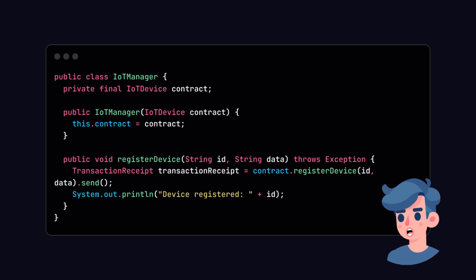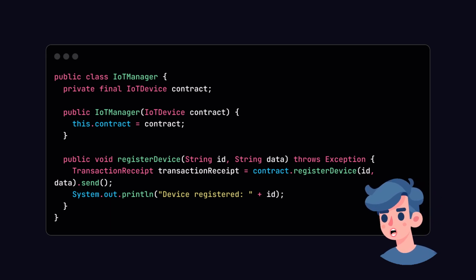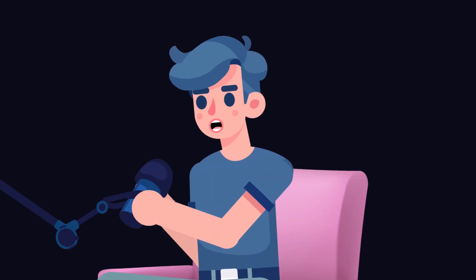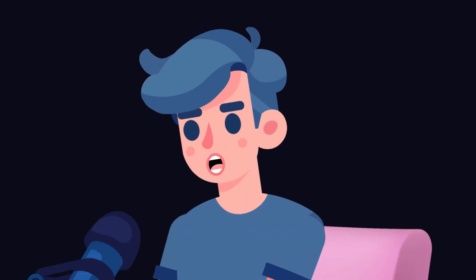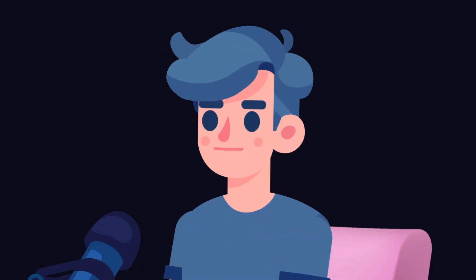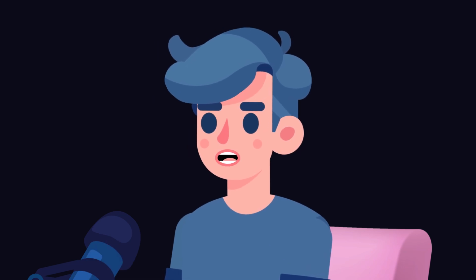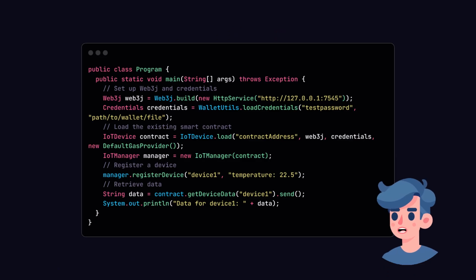Now that we've deployed the smart contract, let's create a method to register our IoT devices. We can also create another Java class that interacts with the deployed smart contract. This IoT Manager class handles the registration of IoT devices. You pass the device ID and its data to the register device method, which then interacts with the smart contract to store the data.